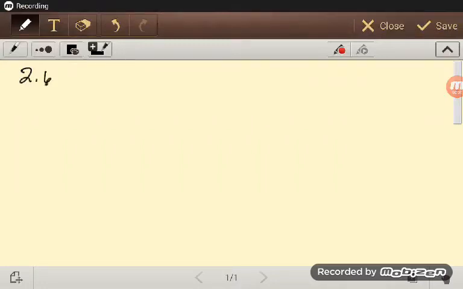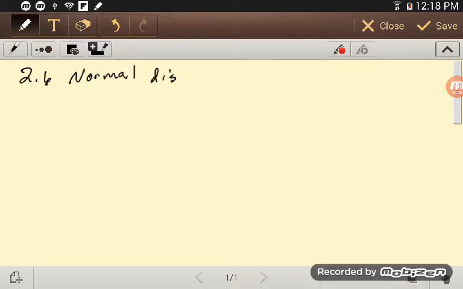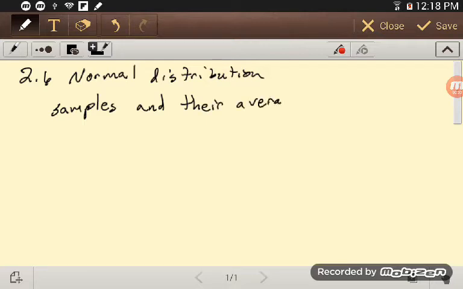Okay, in 2.6 we're introduced to this normal distribution. And it's really quite interesting. So again, the whole idea is that if I take samples and find their average, okay, so I do this over and over and over again.